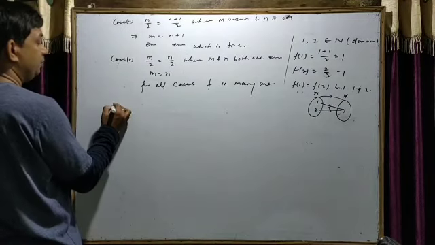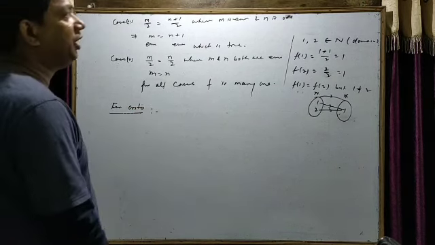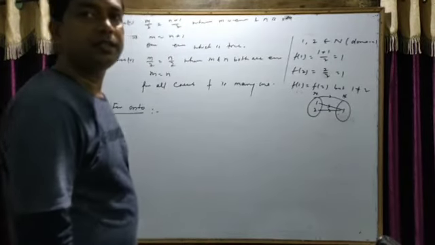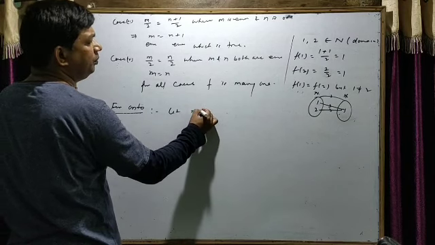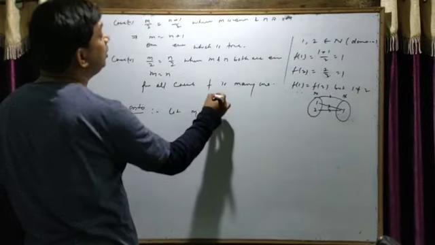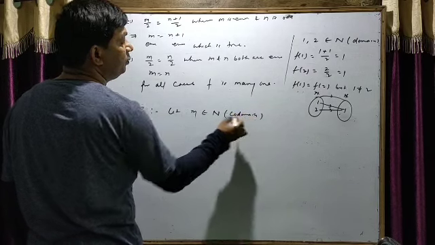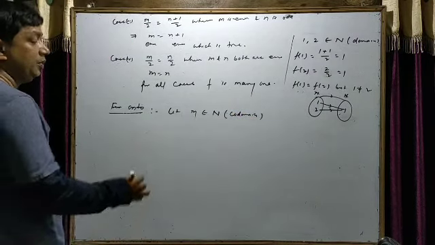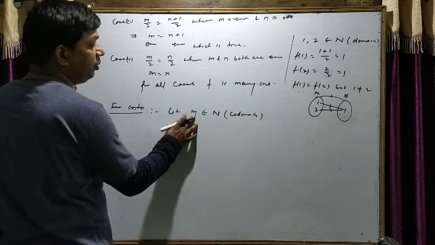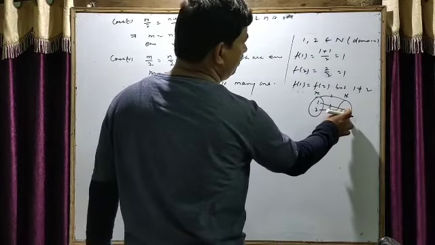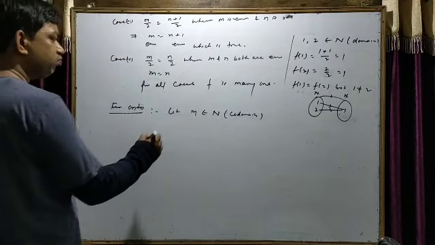Now f is onto. For onto, what do we do? We have to take one arbitrary element in the second set, so that m belongs to N, this is the codomain. So here two cases, one is even and one is odd. Why? Because the answer is m, so sometimes it is even or sometimes it may be odd.